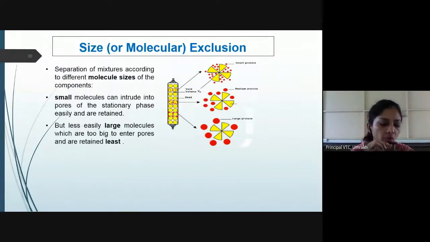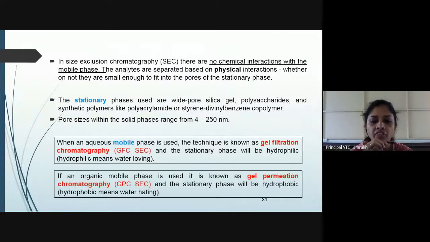After that we went through size exclusion chromatography. In size exclusion chromatography, there is no chemical interaction between mobile phase and analyte or analyte and stationary phase. Only physical interactions are there. There is gel filtration and gel permeation chromatography. If your mobile phase is aqueous, it will be called gel filtration, and if it is an organic mobile phase, it will be called gel permeation chromatography.